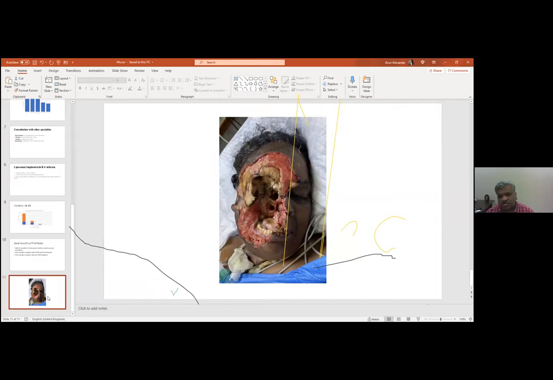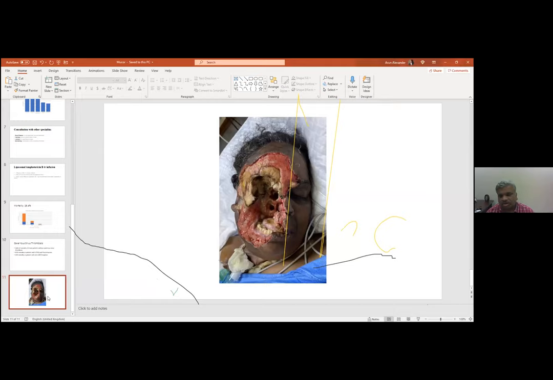We went and did a heroic 20-hour free flap to close that defect. But unfortunately, she survived with us in the ICU for some time, then developed sepsis in the ICU and did not survive.